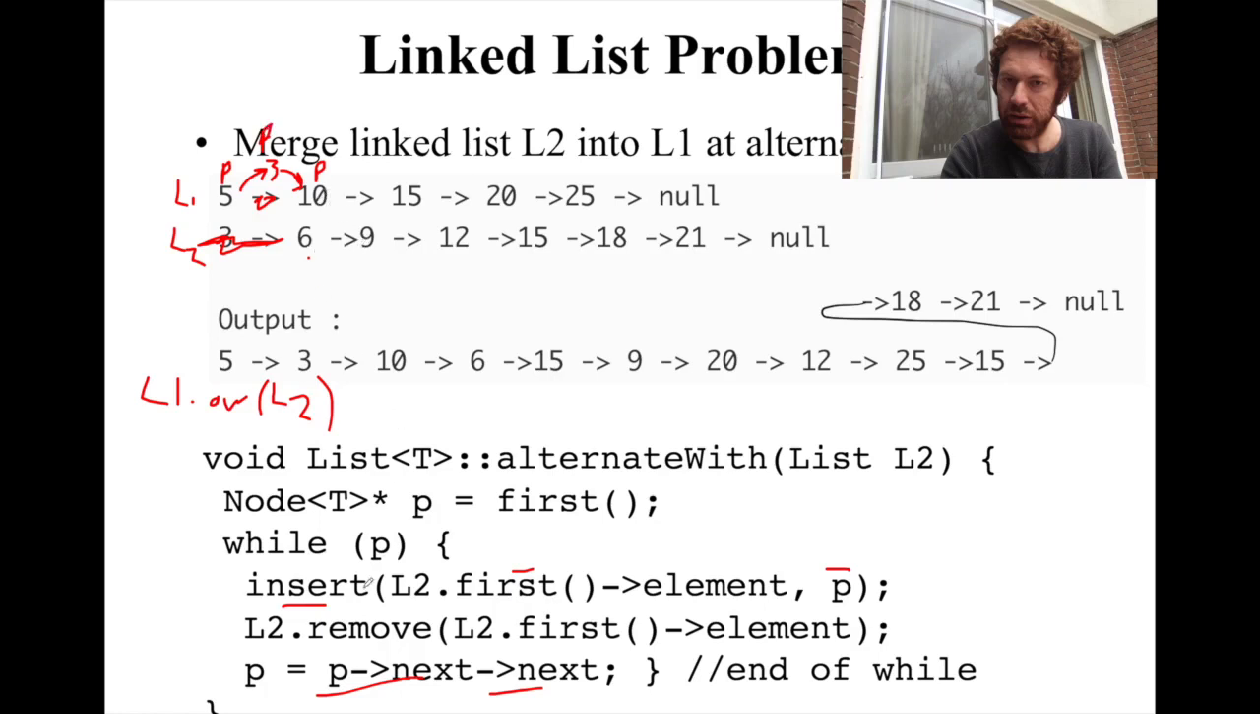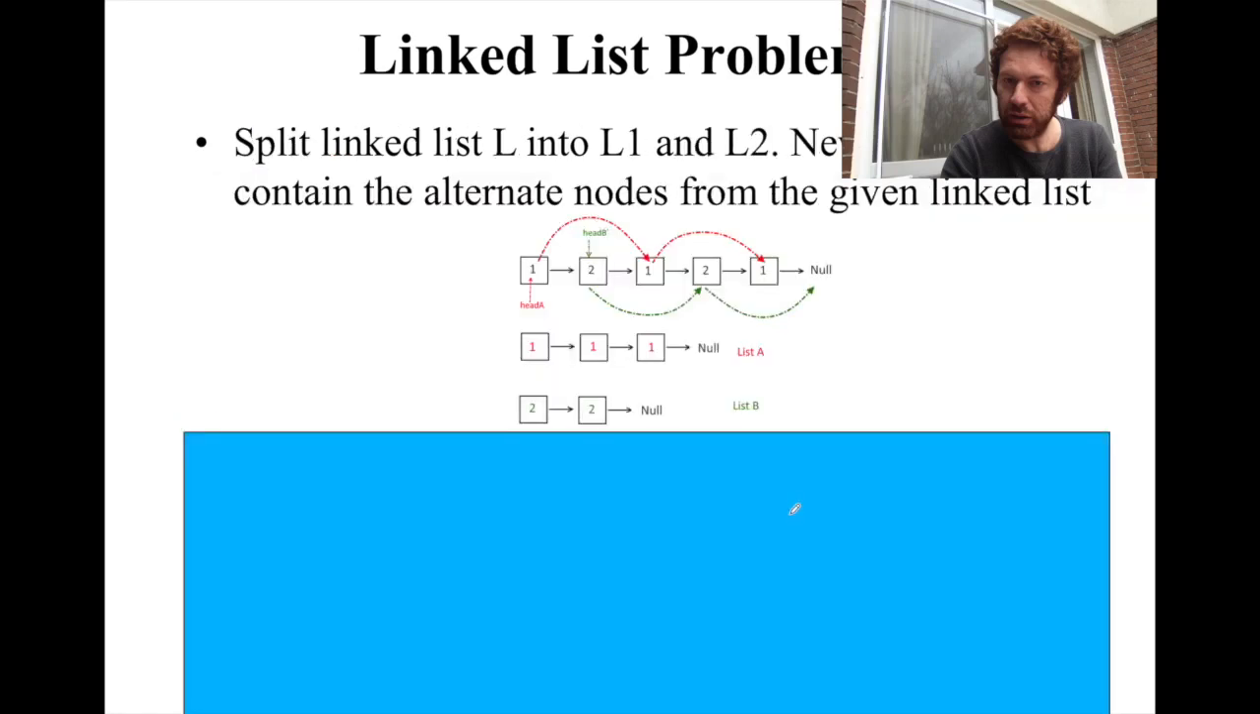10 dot next. So insert this value 6, which I borrowed using L2 dot first dot element, after P, after 10. So it does that insertion for you, and the pattern repeats. Nice. So this takes O(n) time, right? I just moved through all elements.